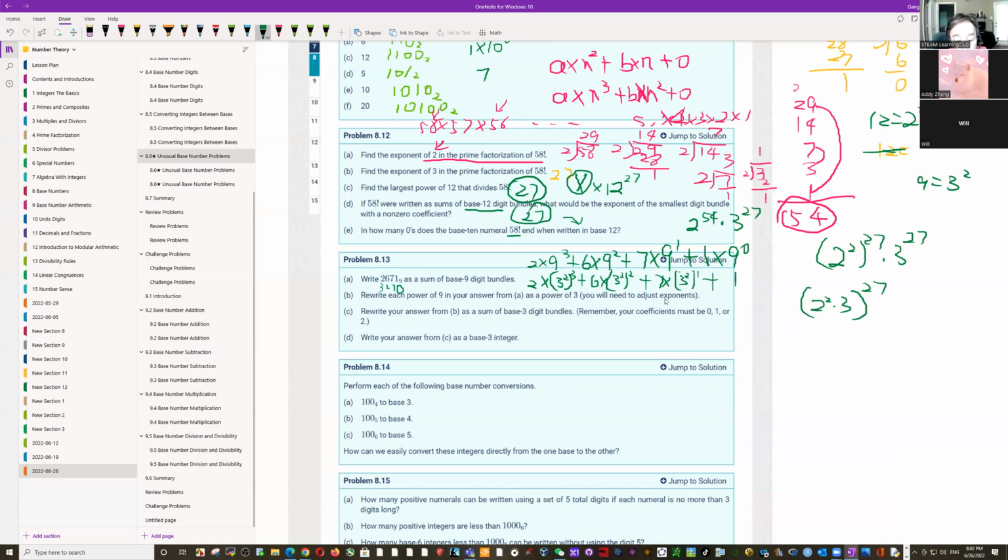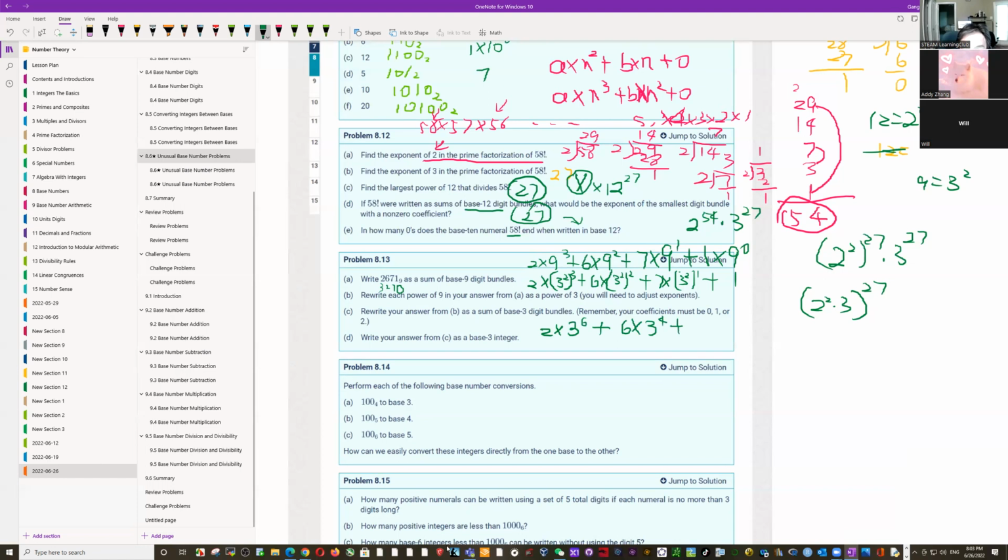9 to the 0 is 1. So basically we can rewrite it this way. Here, 2 multiply 3 equals 6, so it's actually 2 multiply 3 to the 6. Then plus 6 multiply 3 to the fourth.